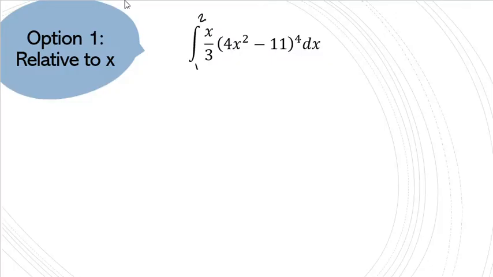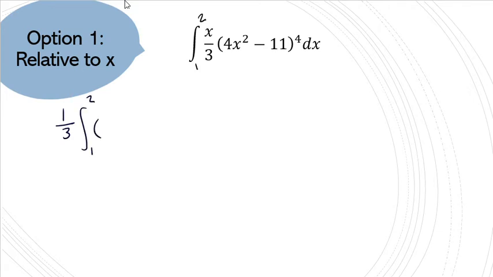All right, so let's look at this integral. Nothing is different in the process to start. And in fact, if we do it relative to x, we're going to go all the way to the end, find the antiderivative, and then use the upper and lower bounds, x equals 2 and x equals 1. So here we go. We're going to pull out the 1/3.